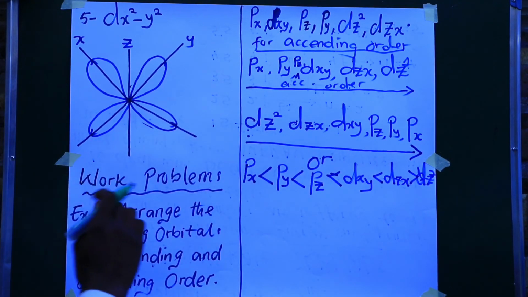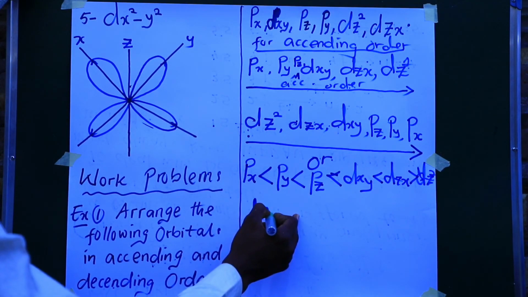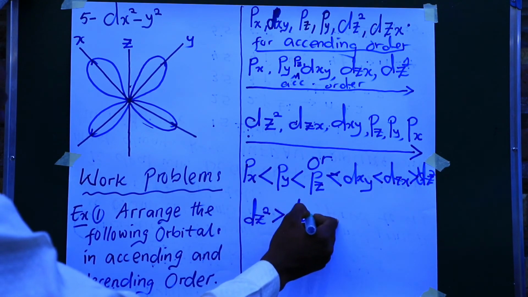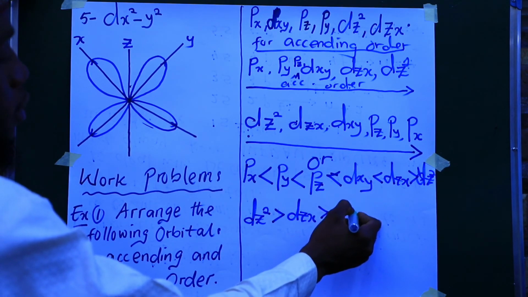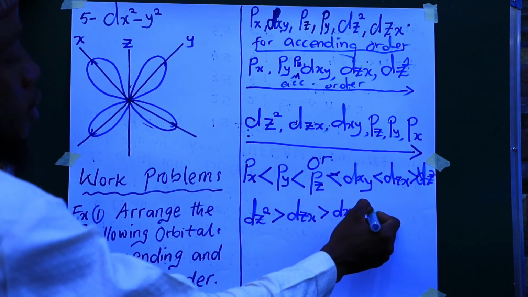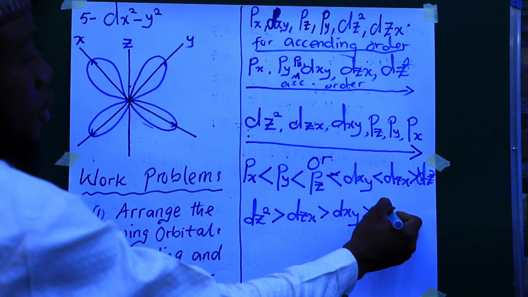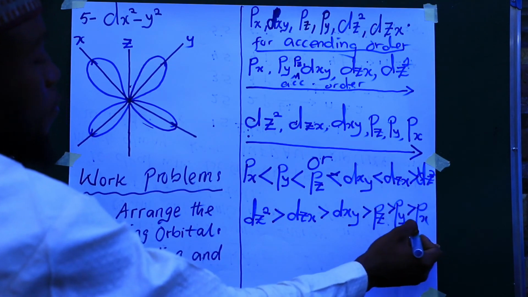They are all the same. And let's look at this one. We can write it as dz square greater than dzx greater than dxy and greater than pz greater than py, and the last is greater than px.